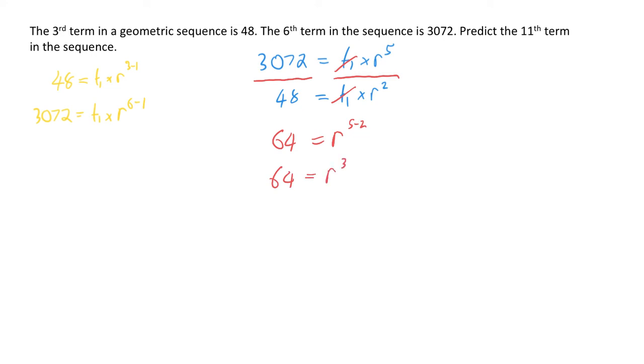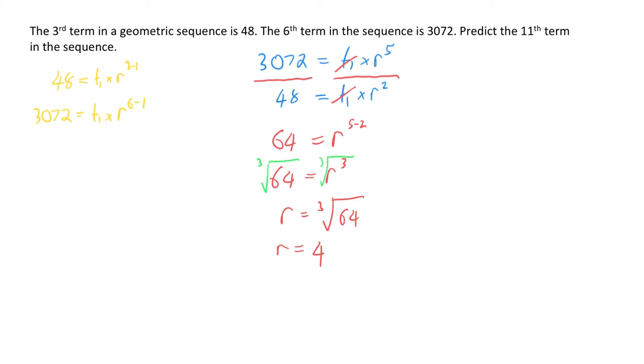So I'm getting closer to finding that ratio value. What I need to do now is find the third root to get rid of the power of 3 on R. And if I do that to one side, I do that to the other side. That's going to leave me with R is equal to the third root of 64, which is equal to 4. So I know that my ratio is now equal to 4.